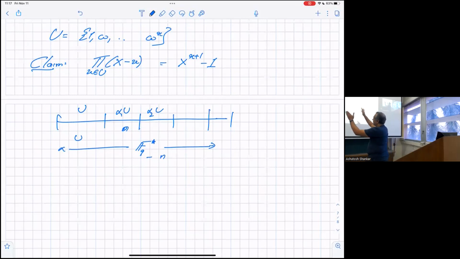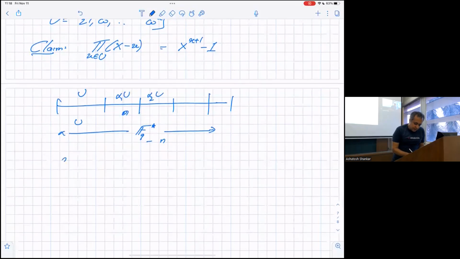So let's look at the Reed-Solomon code restricted to U. What's the Reed-Solomon code restricted to U? I have some polynomial P of X, and P of X restricted to U.